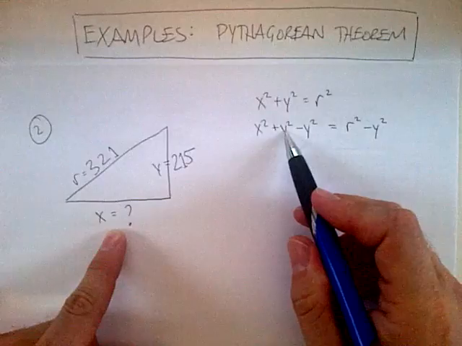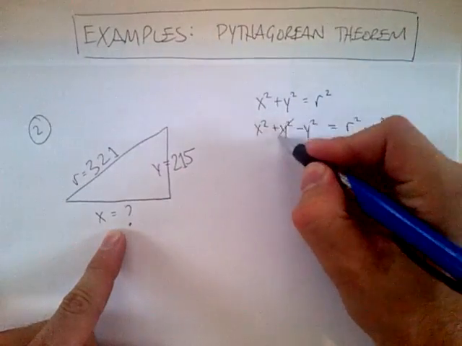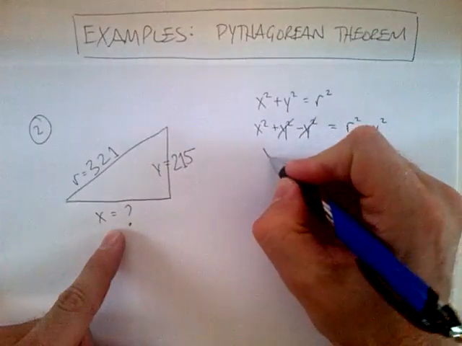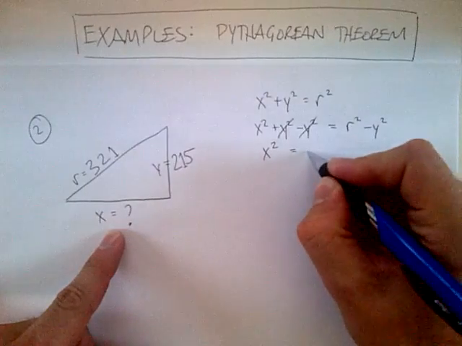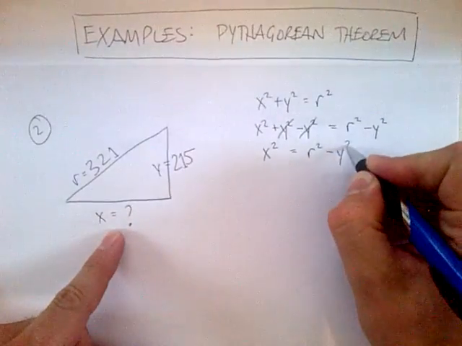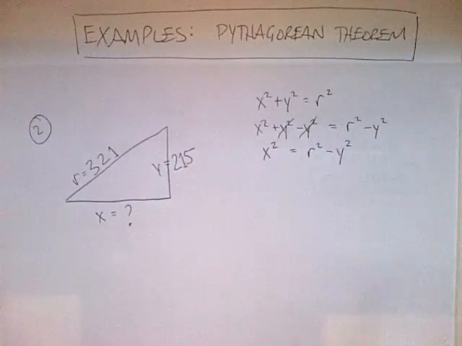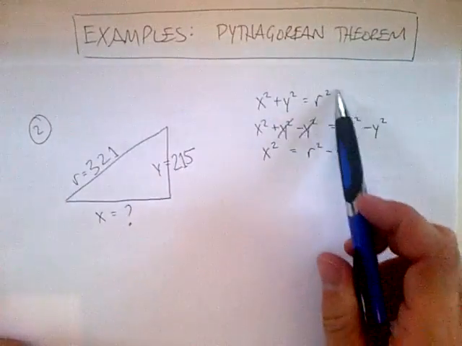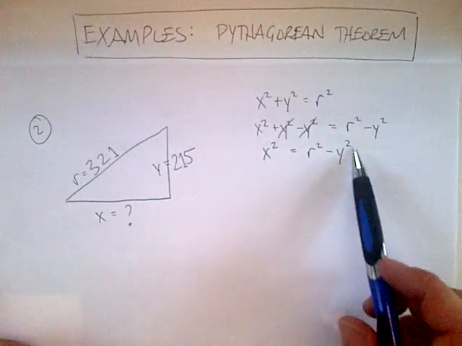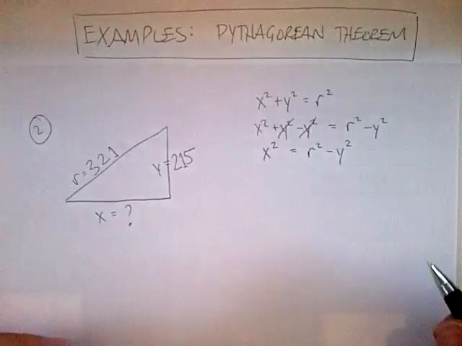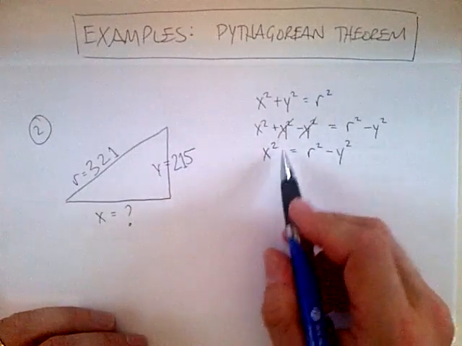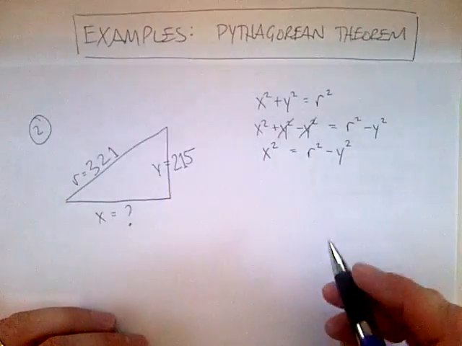But I have a plus y squared and a minus y squared, so if I have a plus and a minus, bye-bye. Not there anymore, so I have x squared equals r squared minus y squared. See how I did that? So it's called rearranging this equation. So this is really saying the same thing, only expressing it a little bit differently. But now what we don't know is on this side, what we do know is on that side.